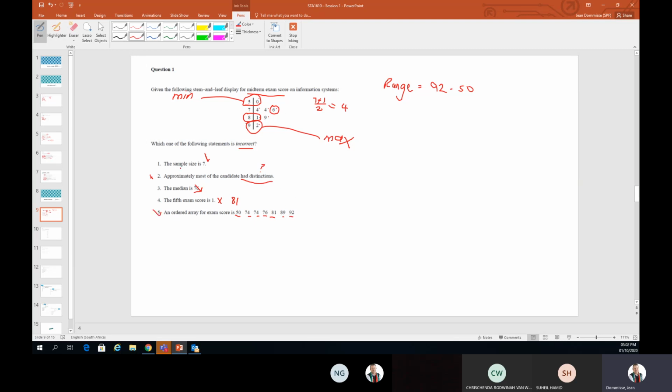So let's look at approximately most of the candidates had distinction. Then we need to say distinction is more than 75. Then it will be 1, 2, 3, 4. So 4 out of 7 is more than 50%. That one is a bit of a blurry one for me, because what is the definition of distinction? But this one is definitely wrong. So option 4 is definitely the wrong option.